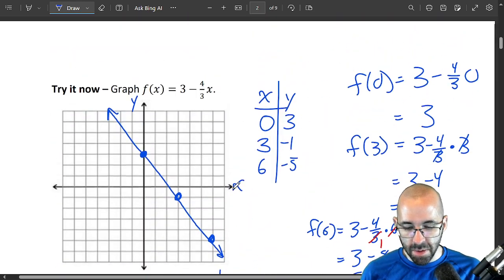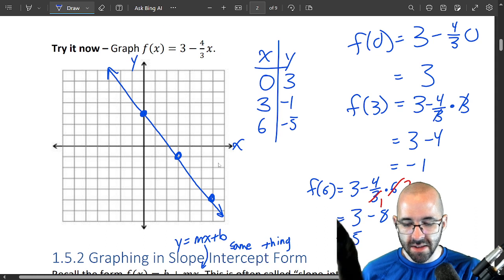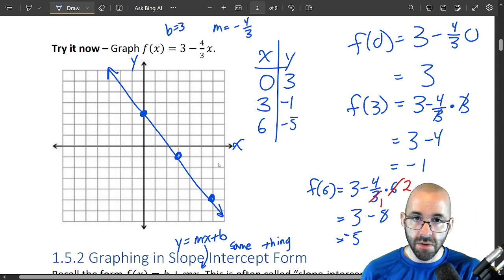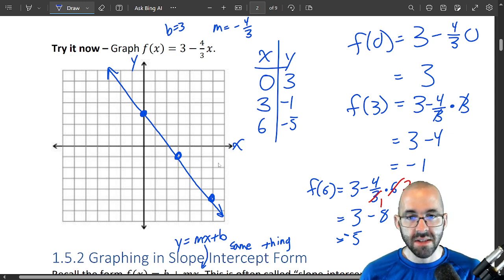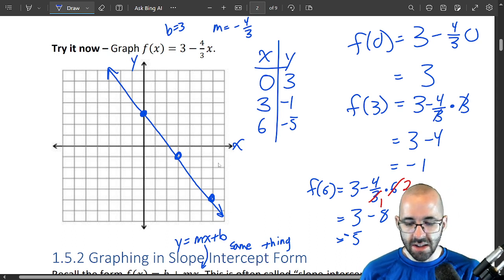In the last example, in the try it now, b plus mx, b was 3 and m was negative 4/3, because the formula has a plus for the m. So if we have a minus, that means the m value is negative. You can see the starting value, the y-intercept, right here at 3. More on that later.